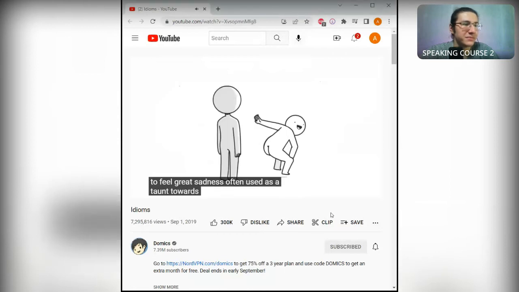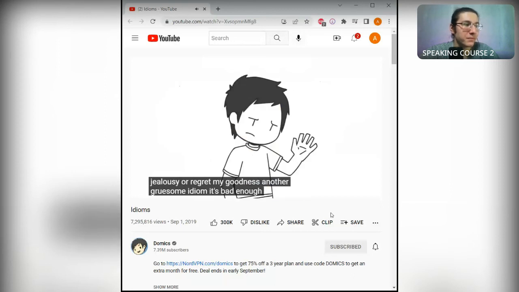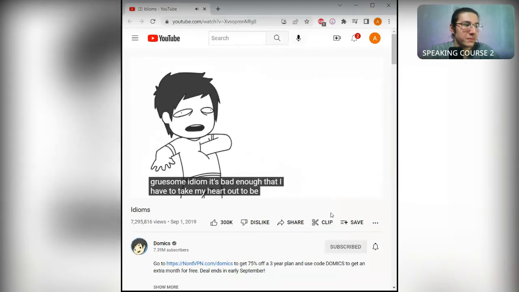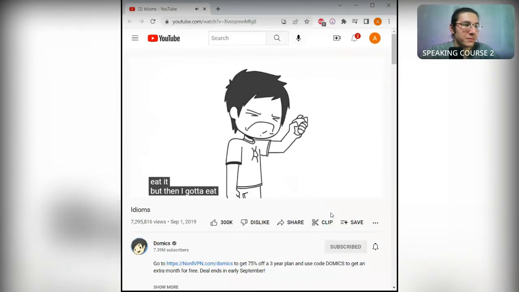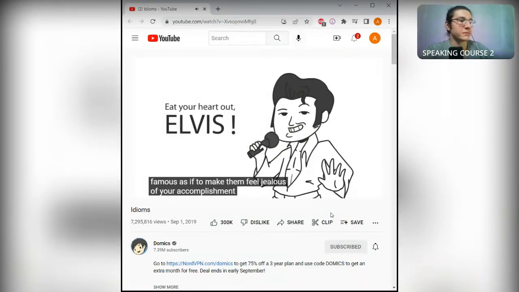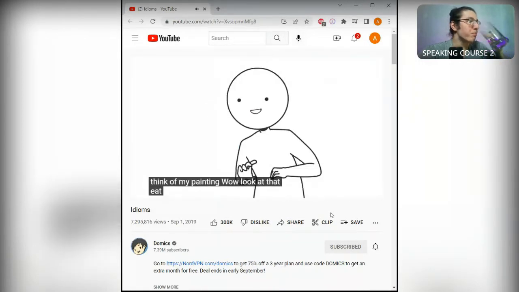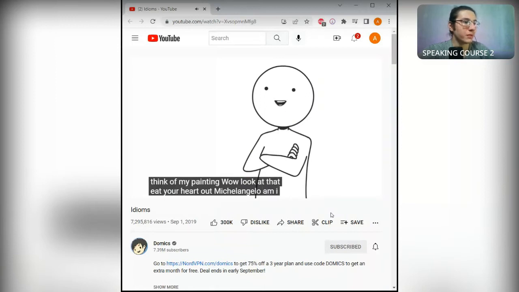Eat your heart out, to feel great sadness. Often used as a taunt towards someone to encourage jealousy or regret. My goodness, another gruesome idiom. It's bad enough that I have to take my heart out to be able to eat it, but then I gotta eat it. This expression is often used with the name of someone famous as if to make them feel jealous of your accomplishment. Hey, what do you think of my painting? Wow, look at that. Eat your heart out, Michelangelo, am I right?